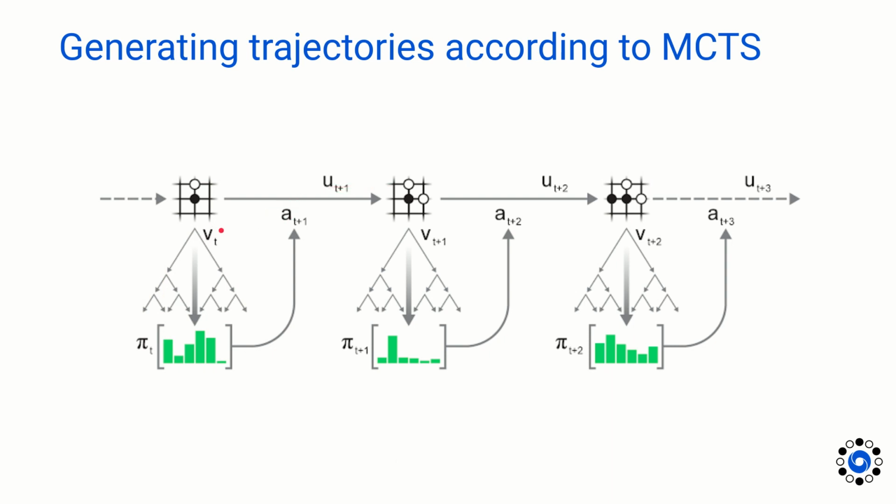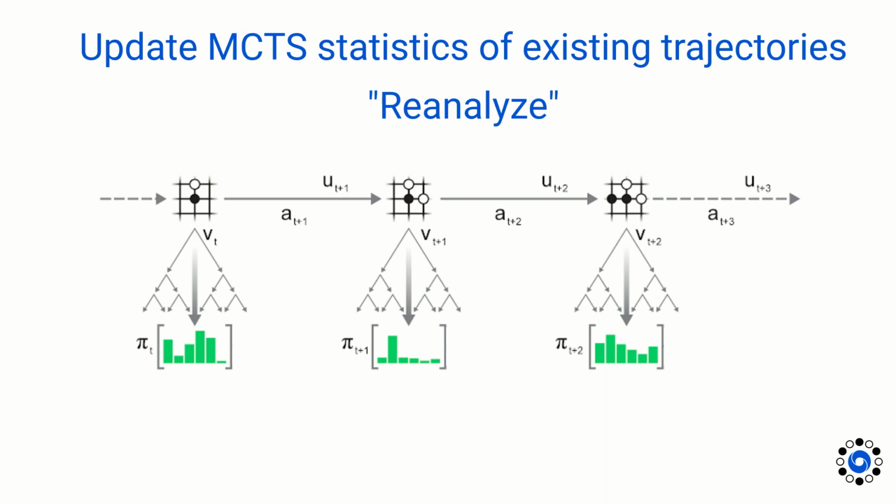But we can also use this very same process on existing old trajectories, where we just take the stored observations, we rerun our search to generate new statistics, but then of course, because of the stored trajectory, we cannot change the trajectory. So all we do is update the statistics, update the targets for our policy networks. We call this reanalyze, because we are rerunning the search, we are analyzing again our old data to learn more from it.